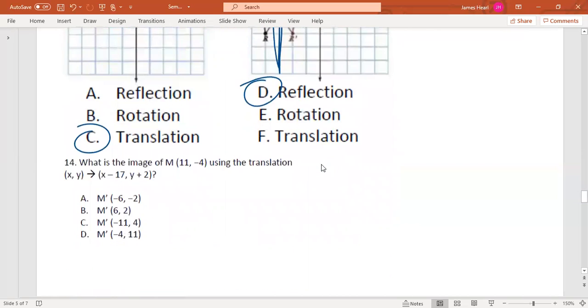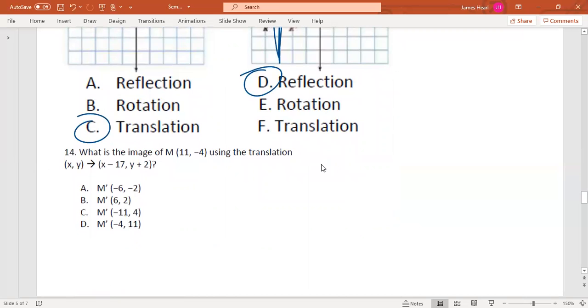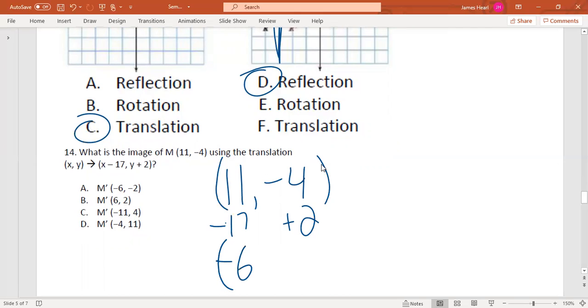Speaking of more transformations, here's 14. If we took the point 11, -4, and then use the translation of -17 to the x's and +2 to the y's, what would be the new image point? Well, 11 minus 17 is -6, and -4 plus 2 is -2. So we are looking for -6, -2, which is clearly A.